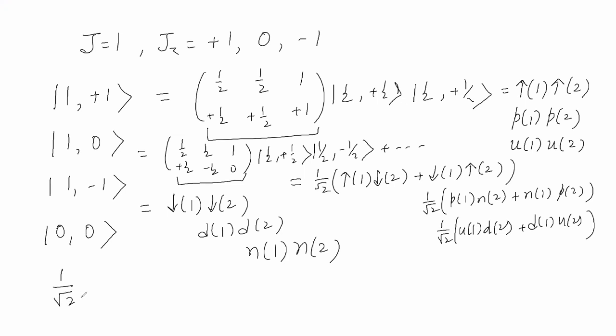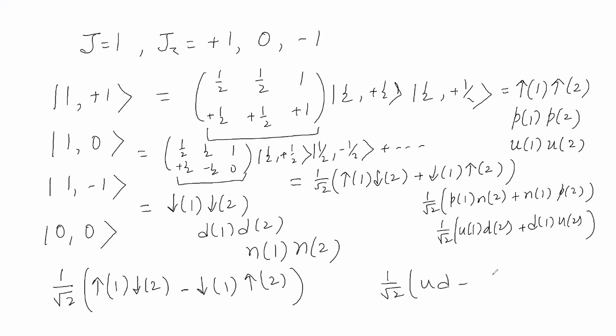And for 0 0, because the second term is with a minus sign, we are getting 1 by root 2. Particle in state 1 has a spin up, particle in state 2 has a spin down, and particle in state 1 is in a spin down state and particle 2 in a spin up state. So 1 by root 2 up down minus down up, or 1 by root 2 proton in state 1, neutron in state 2, minus neutron in state 1 and proton in state 2.